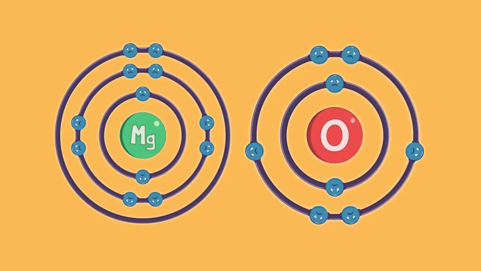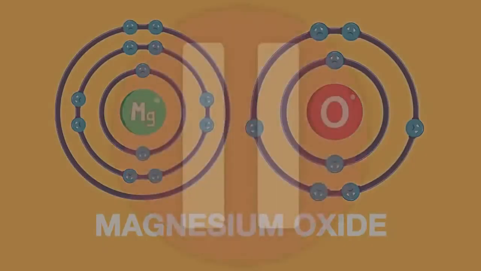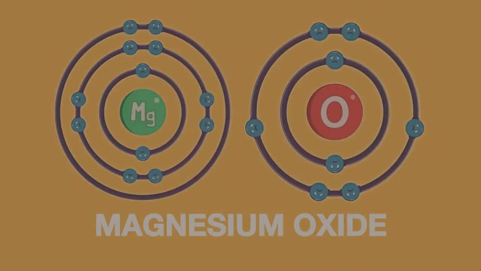Why don't you grab a piece of paper and a pencil and draw the resulting ionic compound, magnesium oxide? Please pause the lesson and resume when you are done.